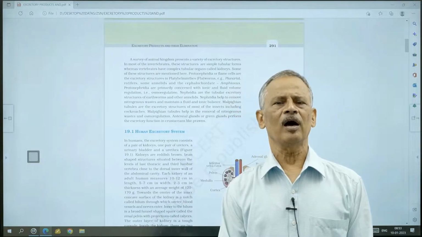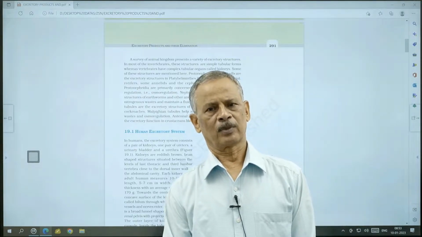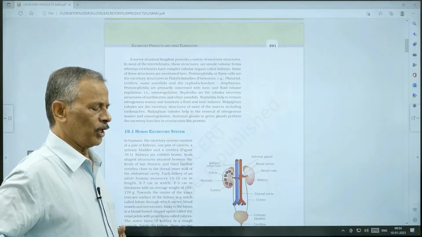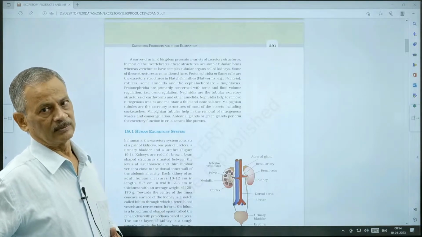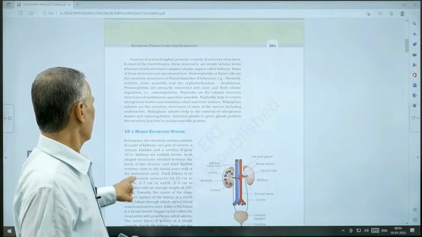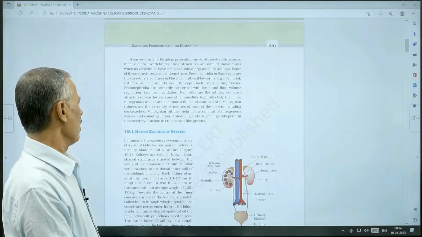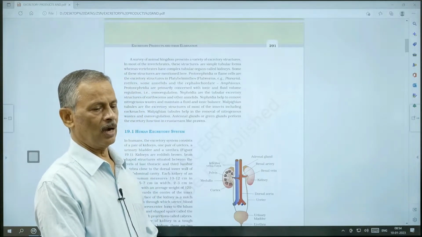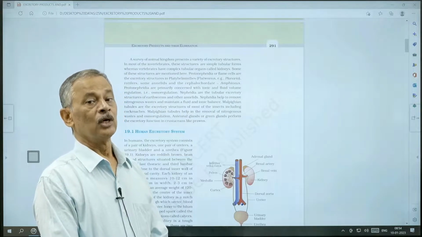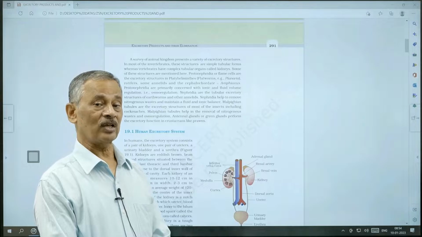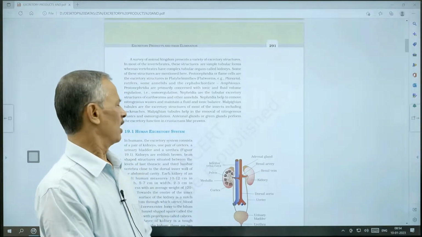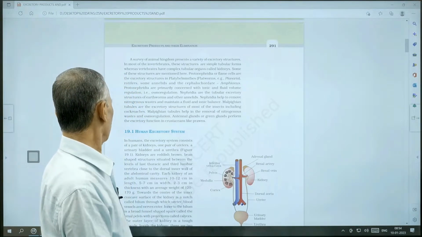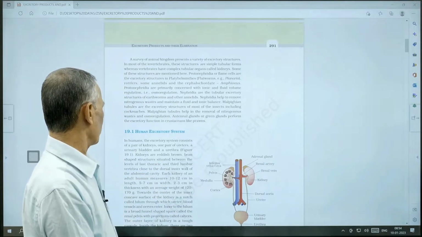And our kidneys are a pair of bean-shaped structures which are located in the thoracic cavity. To be correct, located between the last thoracic vertebra and the third lumbar vertebra. That is the correct position. Last thoracic. We are having 12 thoracic vertebrae. So last thoracic is also called 12th thoracic and third lumbar vertebra. Lumbar vertebra is the vertebra of the abdomen. Okay. Close to the dorsal wall of the abdominal cavity.